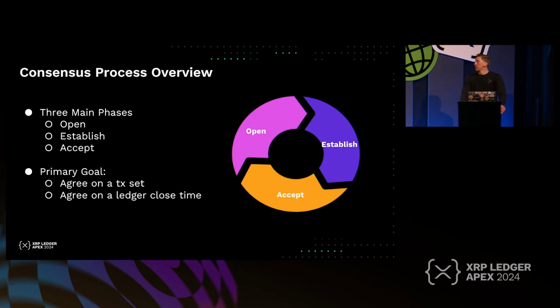So what does this process look like? It's broken down into three main phases: the open, establish, and accept phases. And the primary goal is to agree on a transaction set and what time that ledger closes.